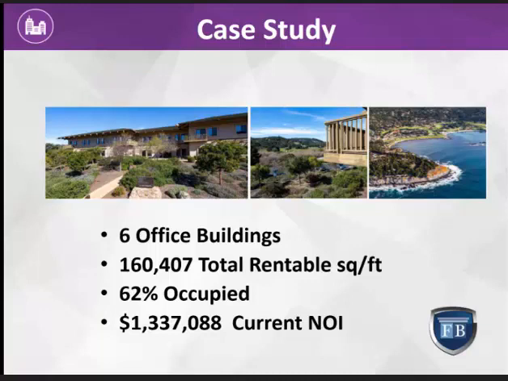Absolutely. So let's stay focused on that last question that was asked. What is the replacement cost of this property? I think a simple range would be $250 a square foot to $300 a square foot. If you're staring at the case study slide right in front of you, you can see that this building, even at 62% occupancy, is still kicking off $1,337,000 in net operating income.